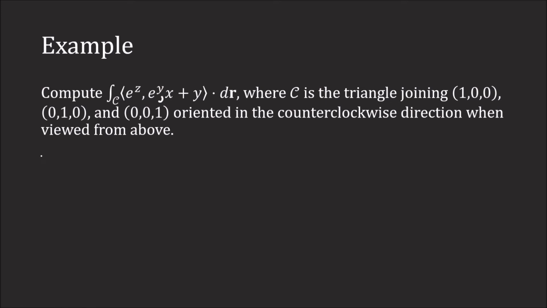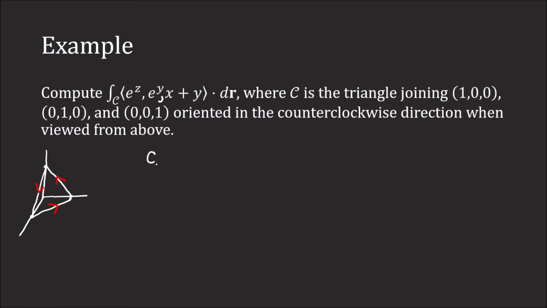So if we go ahead and sketch this curve, this would be our path. And since it's oriented in a counterclockwise direction when viewed from above, we're going in this direction here. Now this is going to be easiest to do along three lines.